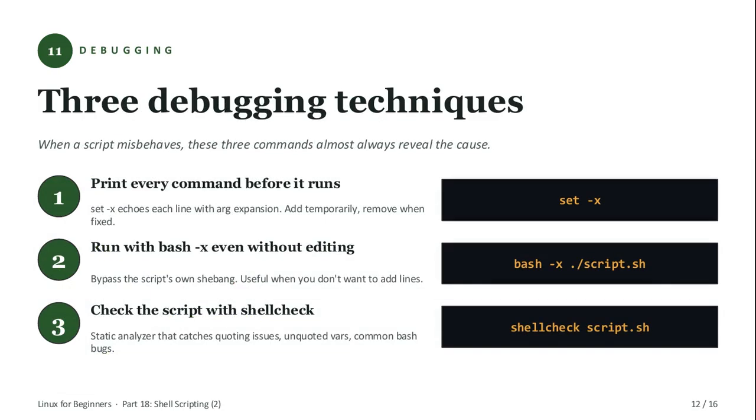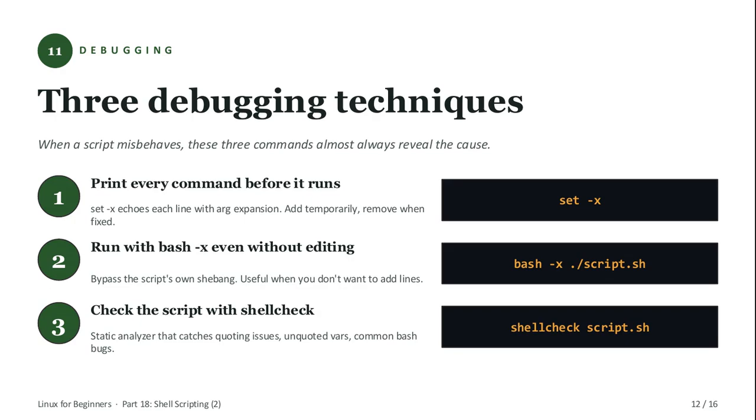Even with that skeleton in place, scripts will still misbehave. And when they do, three tools will rescue you almost every time. Drop set -x near the suspicious section and bash will echo every command with its variables fully expanded, so you see exactly what ran. If you'd rather not touch the file, bash -x script.sh gives you the same trace from outside. And before you even run it, shellcheck will catch the quoting mistakes and unquoted variables your eyes keep skipping over.